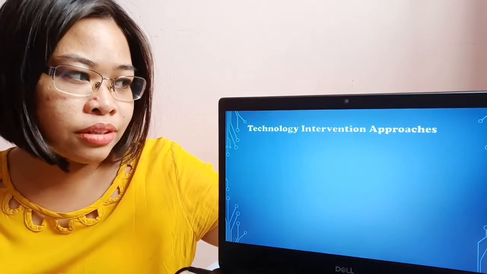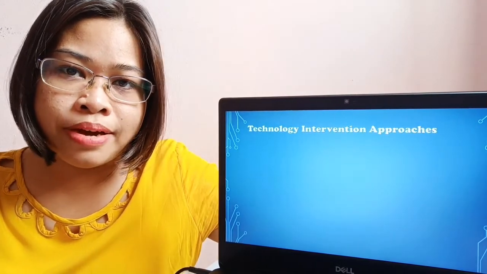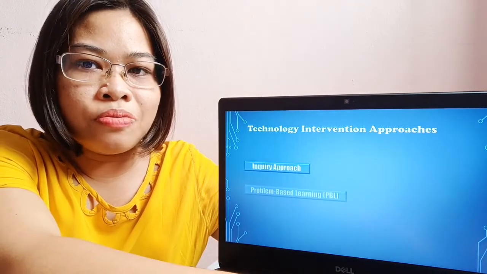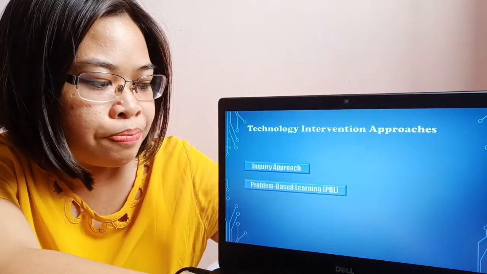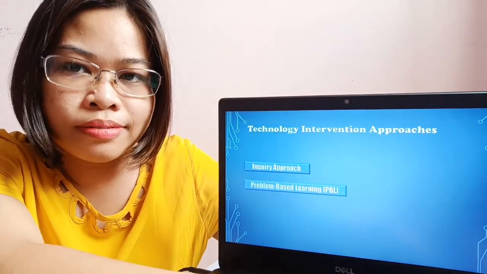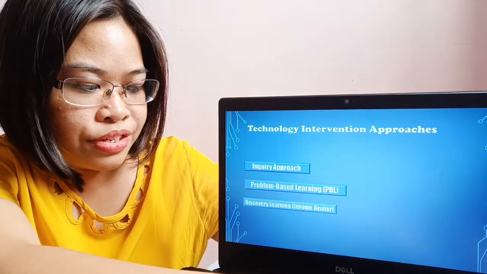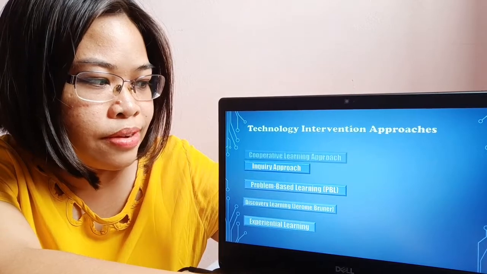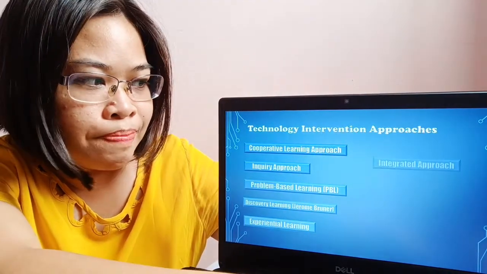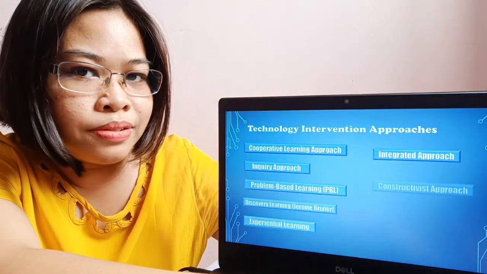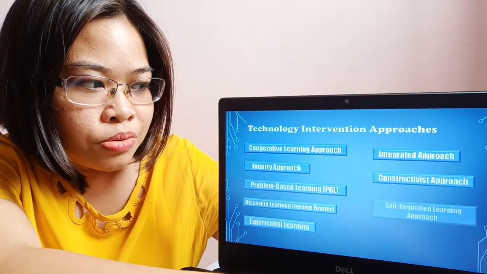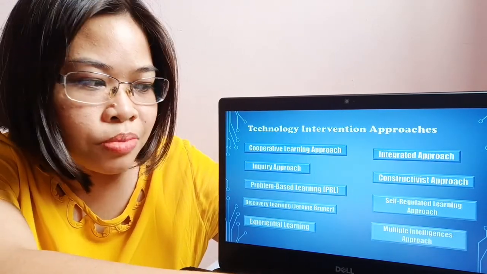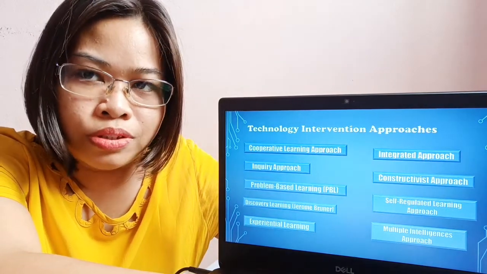We have many technology integration approaches that we might want to apply to our classroom instruction, and here are the following. We have inquiry approach, problem-based learning or PBL, discovery learning, experiential learning, cooperative learning approach, integrated approach, constructivist approach, self-regulated learning, and lastly, the multiple intelligences approach.